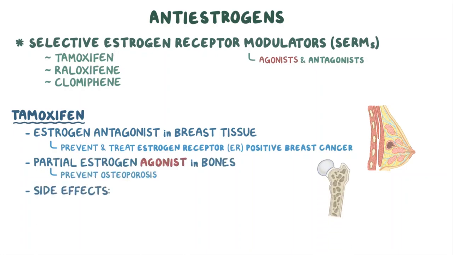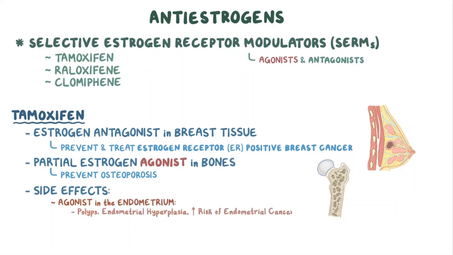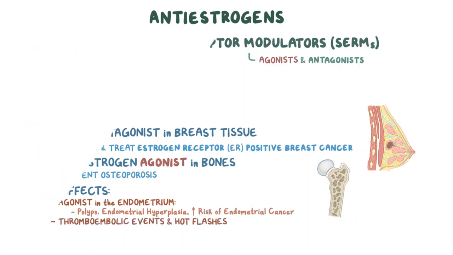Moving on to side effects, tamoxifen also acts as an agonist in the endometrium, which can result in the formation of polyps, endometrial hyperplasia, and increase the risk of endometrial cancer. Other side effects include thromboembolic events and hot flashes.